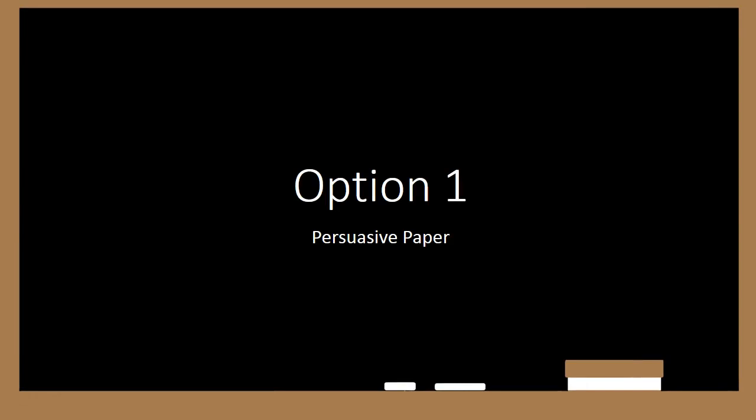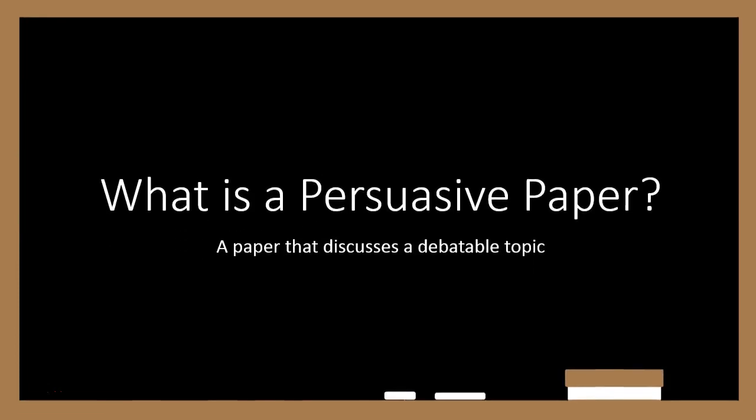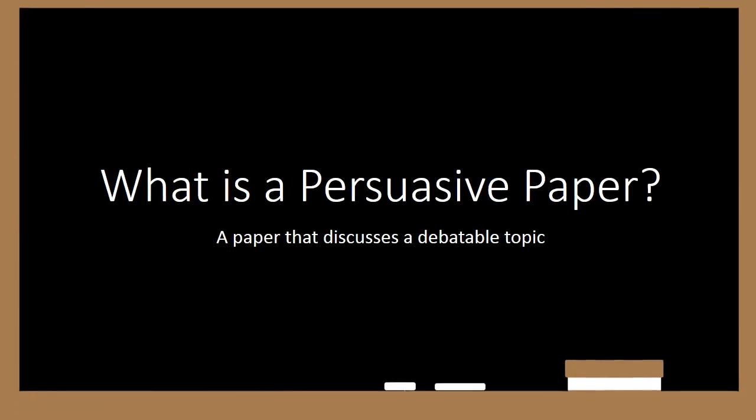Option 1 is the persuasive paper. What is a persuasive paper? A persuasive paper is a paper that discusses a debatable topic. So the key word here is debatable. You don't want to pick a paper to debate such as do cigarettes kill people, because we have empirical evidence showing where smoking cigarettes leads to death in several different ways, whether it be from throat cancer, lung cancer, mouth cancer, or some other type of illness that cigarette consumption causes.